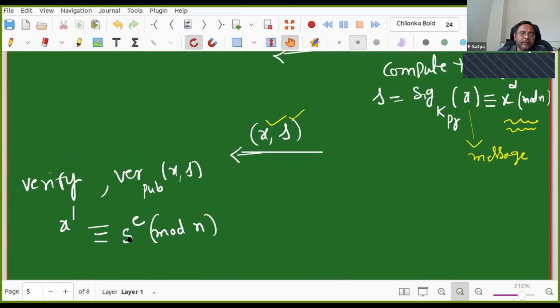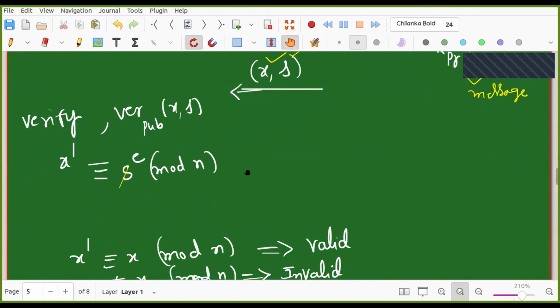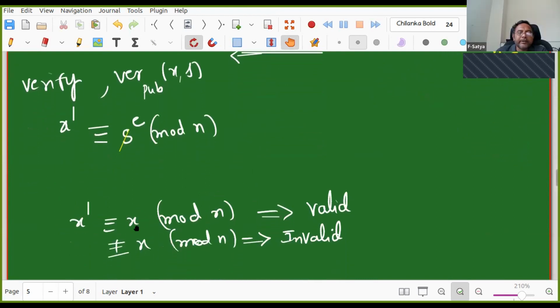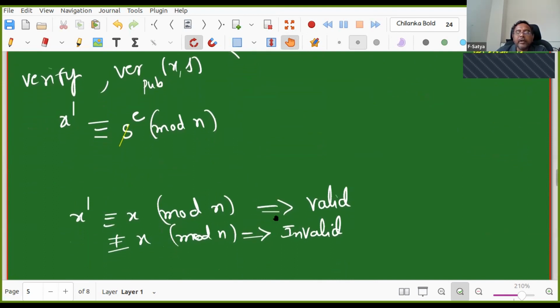What is S now? Do you remember? S is X power d mod n. Now when I do power E, what is going to happen? Only X remains, right? So X dash equal to X, then it is valid. Otherwise it is invalid. So it is only true or false. If this happens, it is true. If this happens, false. Right, I'm writing false actually, sorry. Yeah, false. Right, beautiful, correct?